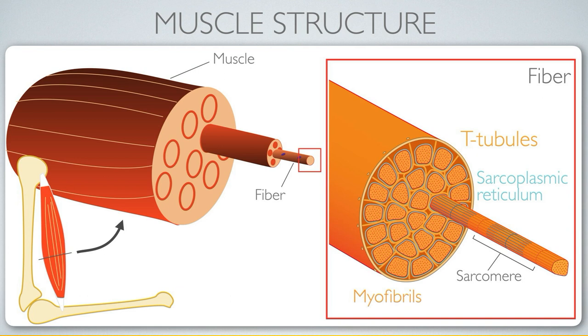And that arrangement of proteins repeats in series. So we see a unit right here, and that unit is known as a sarcomere. And that sarcomere is attached to the end of another sarcomere, and then there's another sarcomere on the end of that. So sarcomeres are arranged in series down the length of a myofibril.